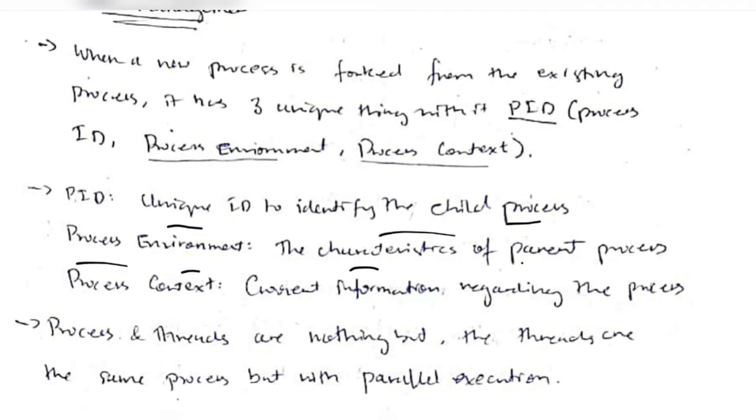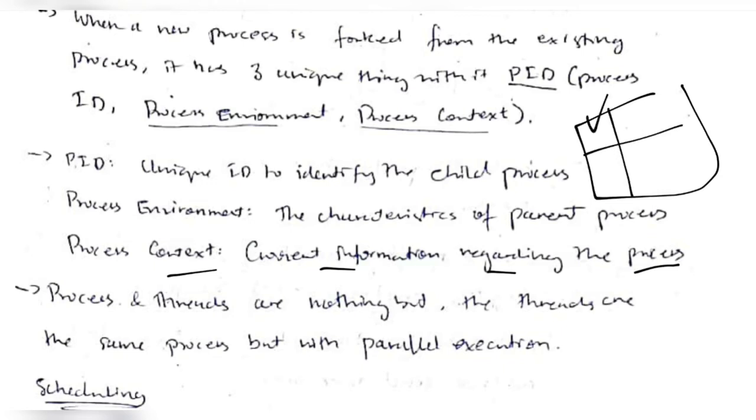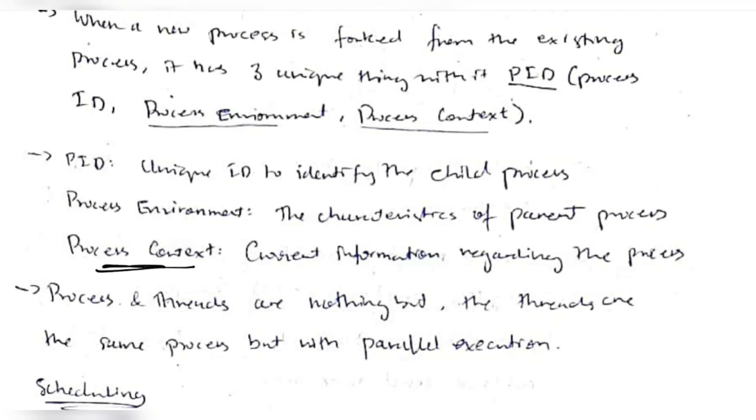Process environment is characteristic of the parent process, and the process context is the current information of the processor, which means the information regarding the child process. Means how many processes have been performed, what all the data it has executed on, and the time taken and other information. Okay, that comes under process context.